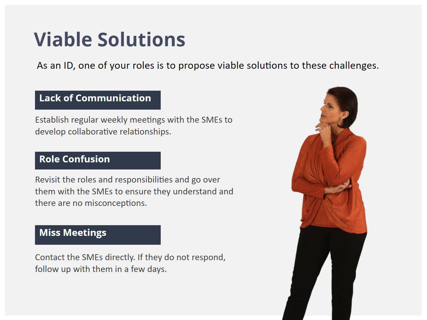Active communication will help you manage the timelines, stay on track of deliverables, and produce high-quality content regularly while avoiding any potential issues. If there is role confusion, you must revisit the roles and responsibilities during the weekly meeting and go over them with the SMEs to ensure they understand and there are no misconceptions. If the SMEs miss a meeting without notice, you should contact them directly. If they do not respond, you should follow up with them in a few days. And finally, if they are missing in action, you must contact their supervisor and report the incident.